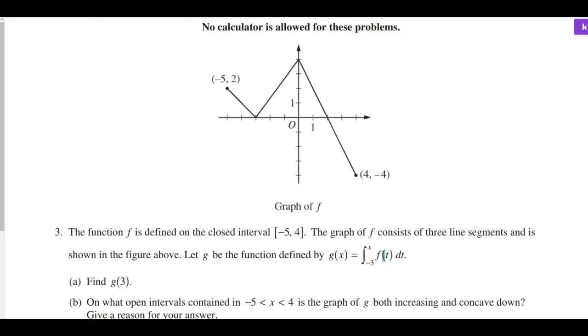I like this one because I think this is the first time we can actually do a whole FRQ from an old AP test, because we've learned enough to be able to do that at this point. So let's go ahead and begin here. It says the function f is defined on the interval from -5 to 4. The graph of f consists of 3 line segments and is shown in the figure above.